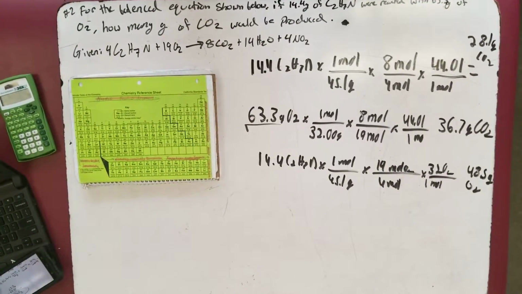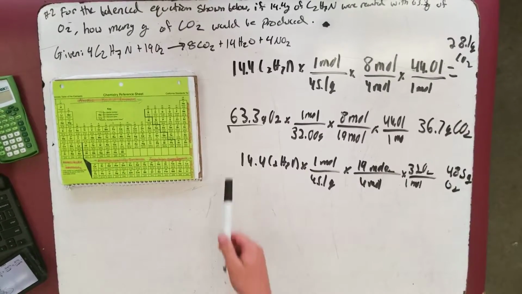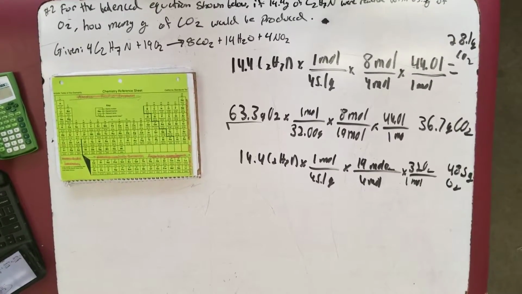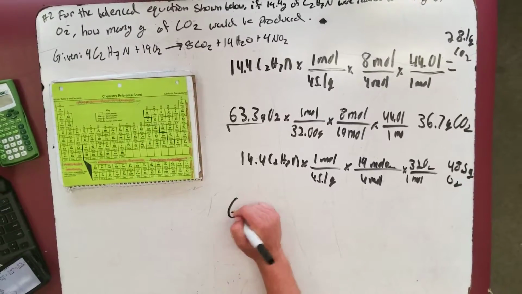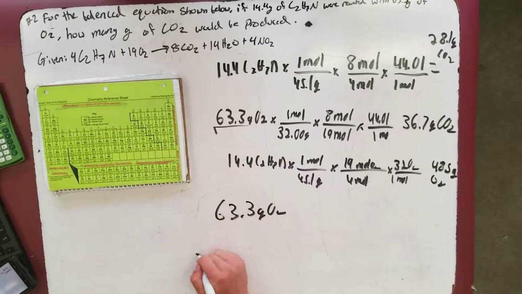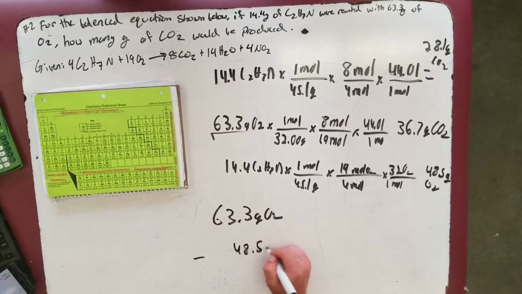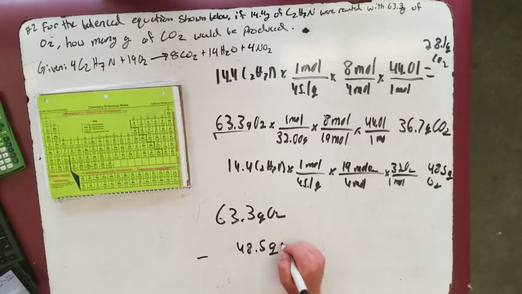So what we're going to do is find the excess here. We're going to take the limiting and subtract it from the 63.3 grams. So it's going to be 63.3 grams of O2, which we got from right there, subtracted by 48.5 grams of O2, which we got from right there.